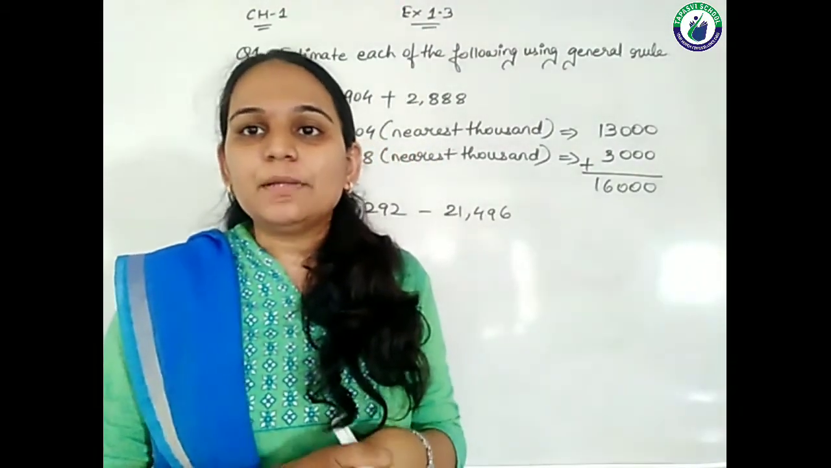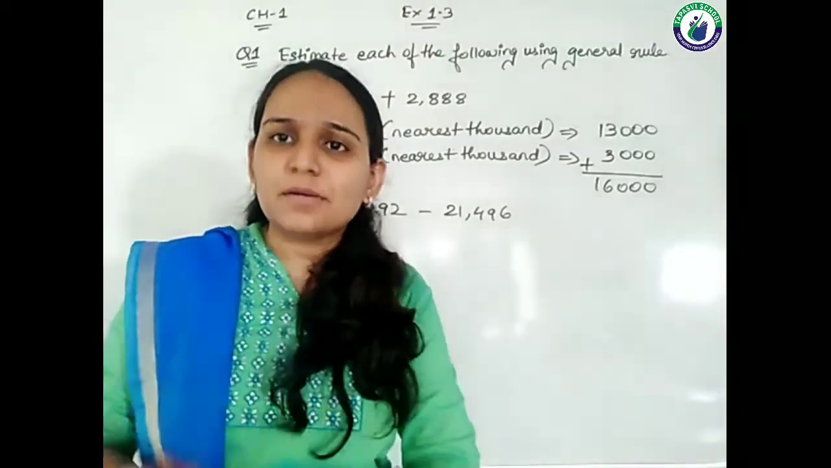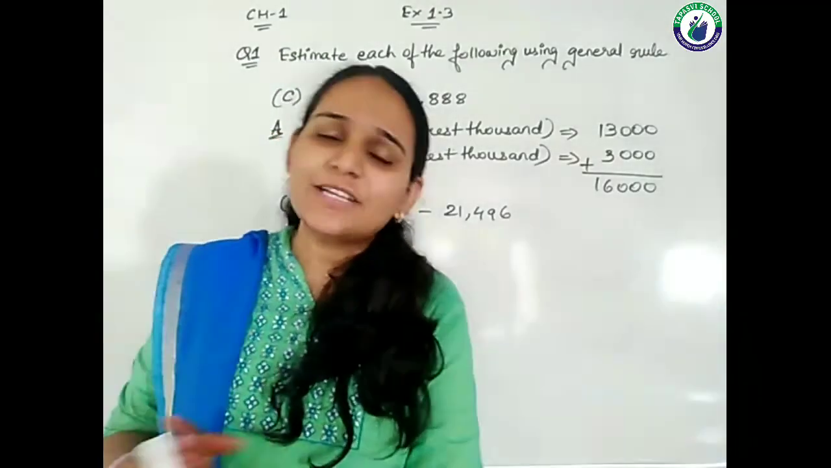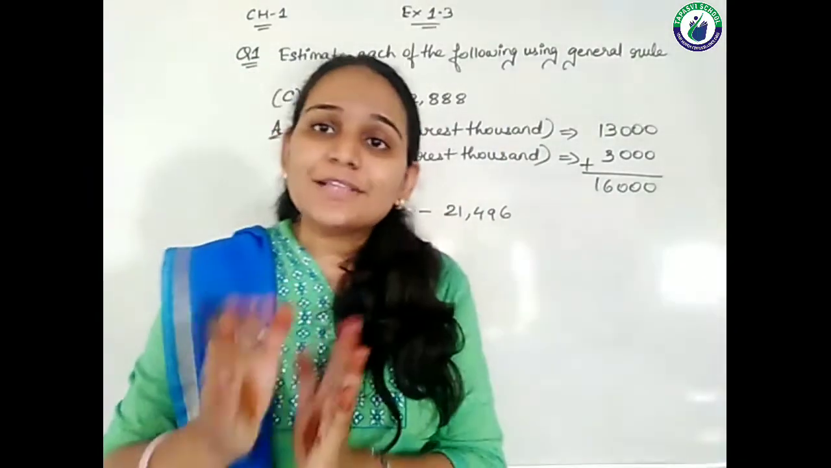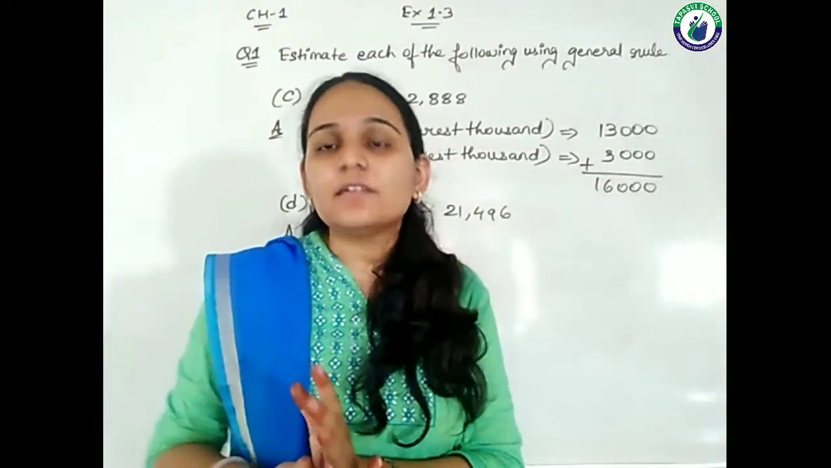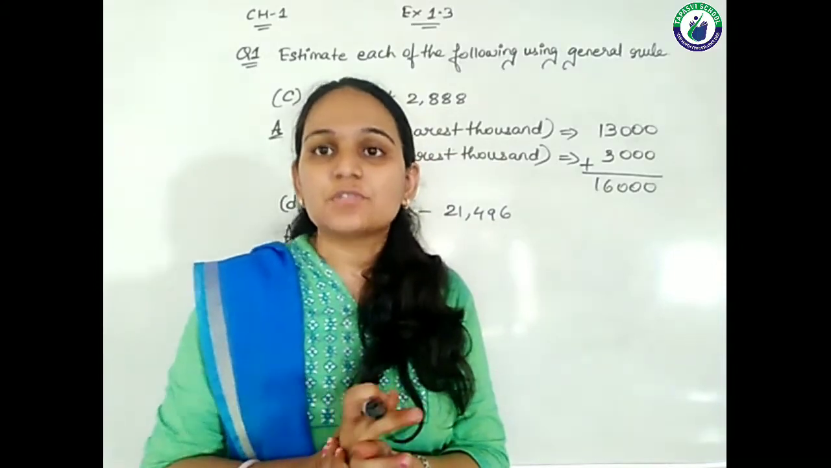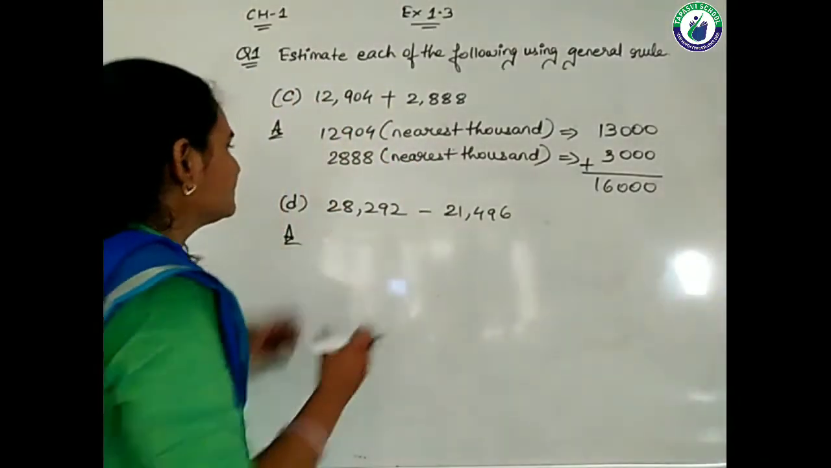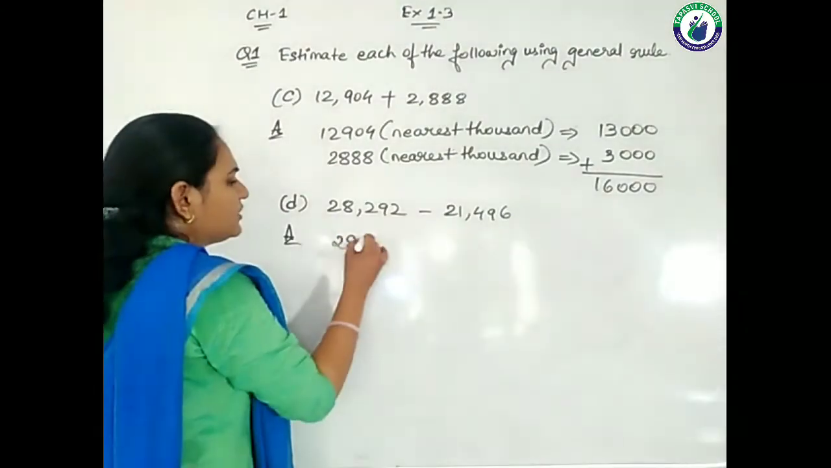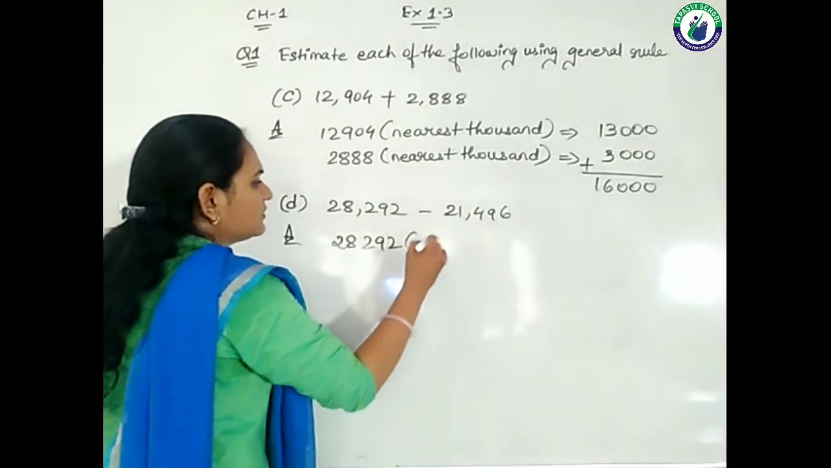Otherwise, what will happen? If you round off both the numbers to its greatest place value, that means it will be 5. So 5 means 10,000. So the answer will be little bit greater than the actual estimation. So there will be quite difference in the answer. So let's do the rounding off to the nearest 1000.